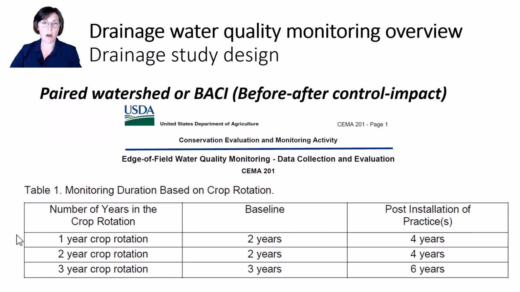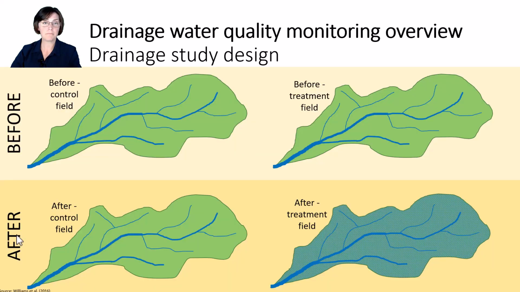The suggested length of monitoring of both the before and after periods are shown here from the NRCS Conservation Evaluation and Monitoring Activity 201, which I mentioned in a previous video. The monitoring duration should be based on the number of years in the crop rotation. You can see even with the minimum, you're committing to quite a few years of monitoring. The BACI study design is a powerful design, especially for field scale studies. The strength of this approach is that it makes it possible to account for pre-existing differences between the sites, and thus allows us to estimate more closely the true effect of our treatment.